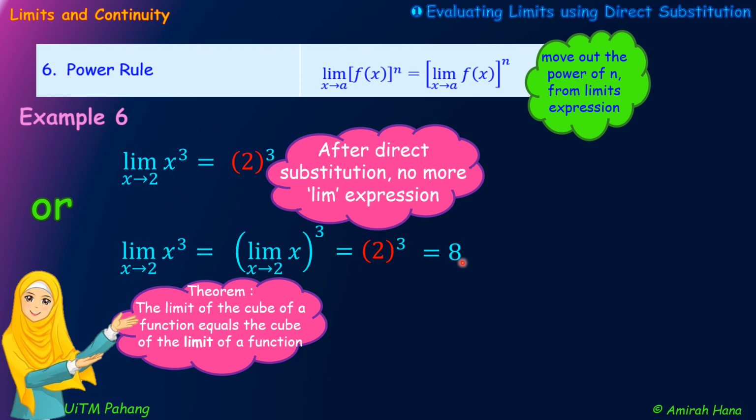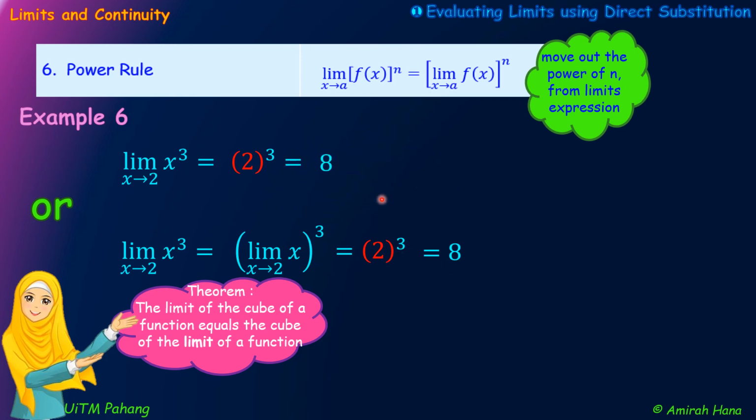After that, we simplify, so we get 2 cubed equals to 8. We get the same answer. So you can use either this method or this method. In this method, we use theorem. We use power rule.